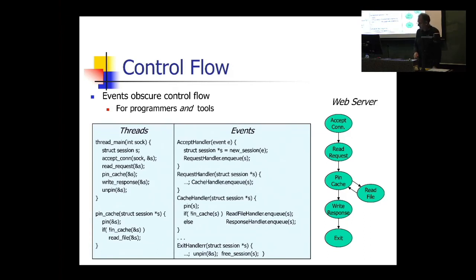Okay, it's not necessarily meant to be syntactically correct, just to give you an outline of what's going on here. If we look at the event-based model, we've got an accept handler that basically creates a session and posts an event to the request handler. The request handler posts an event to the cache handler. The cache handler pins the session, and if it's not in the cache, it posts a request to the file handler. Otherwise, it posts a request to the response handler, and so forth.